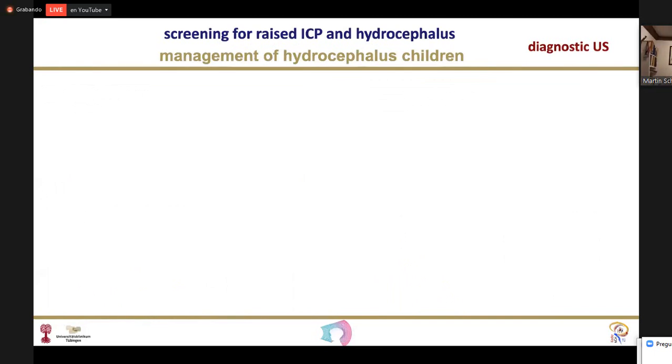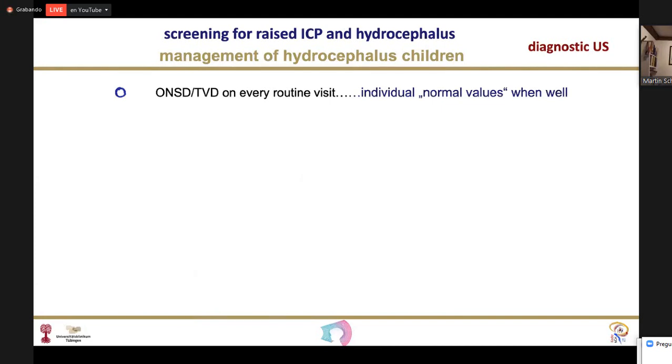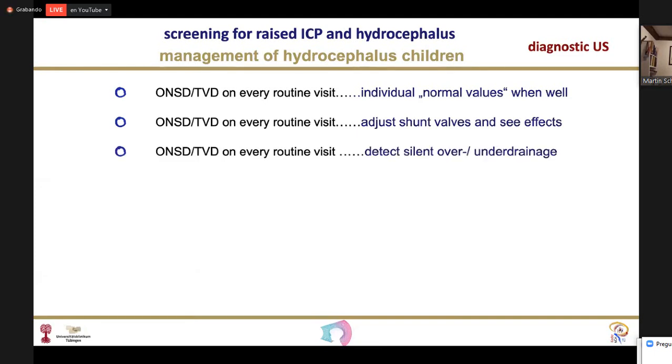So if we want to manage children with hydrocephalus, not only tumor children, we do ONSD and TVD on every routine visit. The child comes in for a routine visit once a year, and then we know what the individual normal values for ONSD and TVD are when the child is well. We adjust valves if we want to do that, and we can see if there are any effects on ventricular size. You can detect silent over or under drainage. If the child comes in and suddenly the ONSD goes up, you know something is wrong, or the ventricles dilate. Even if the child does not have symptoms, you have the first detection of shunt malfunction at a time when the child is still asymptomatic.